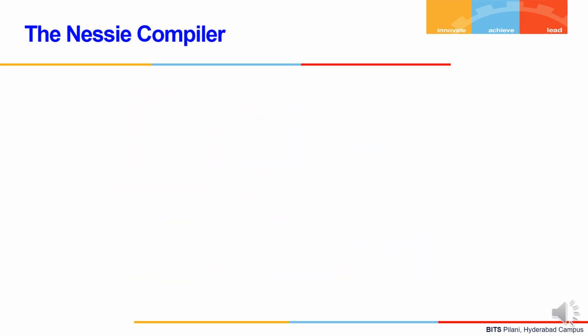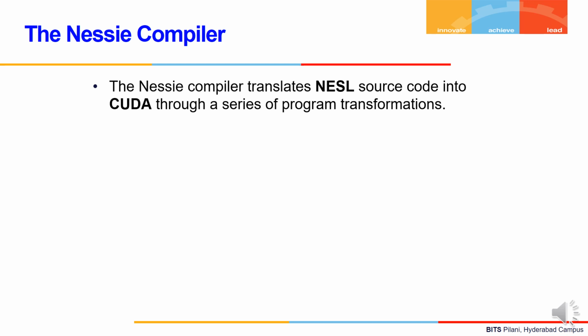So coming to the Nessie compiler. The Nessie compiler translates NESL source code into CUDA through a series of program transformations. It was developed by Lars Bergström, Advait Poduturi, John Reppy, Nora Sandler, and Joseph Wingerter.